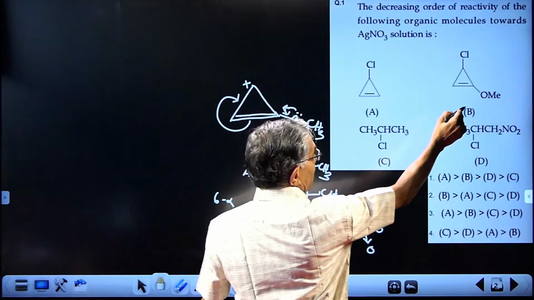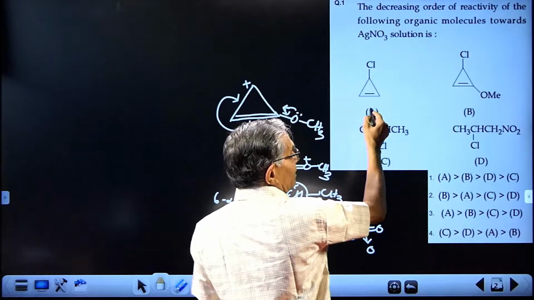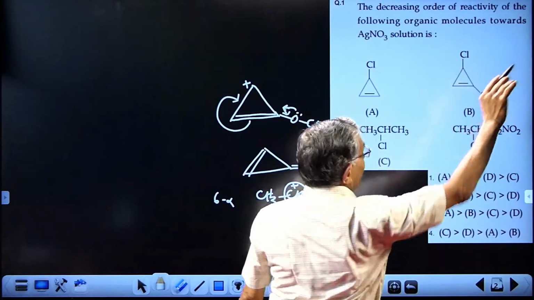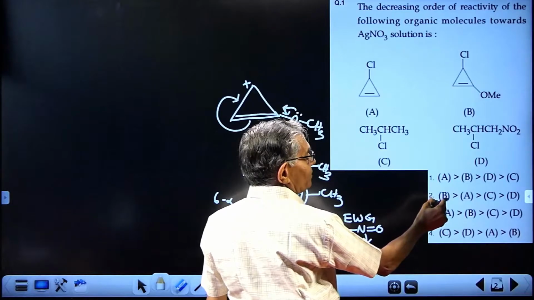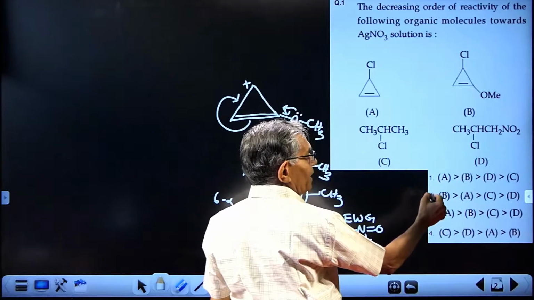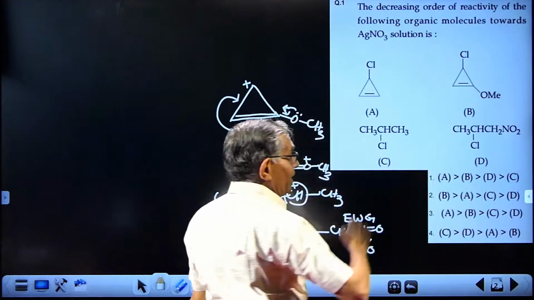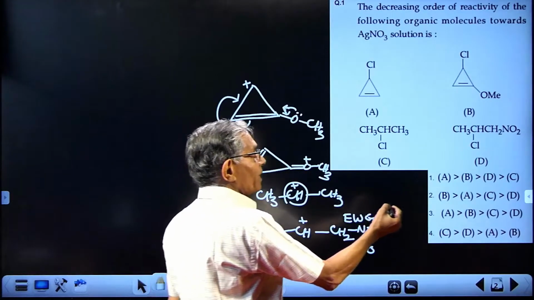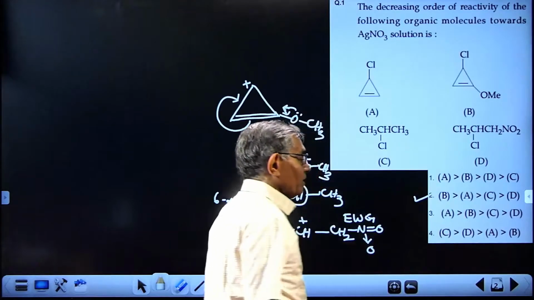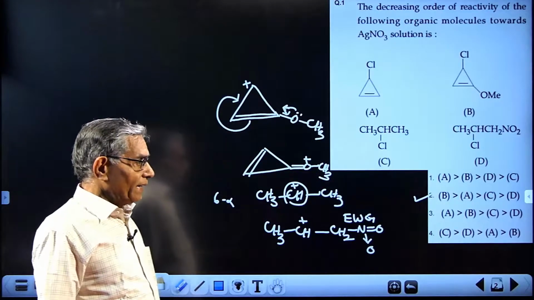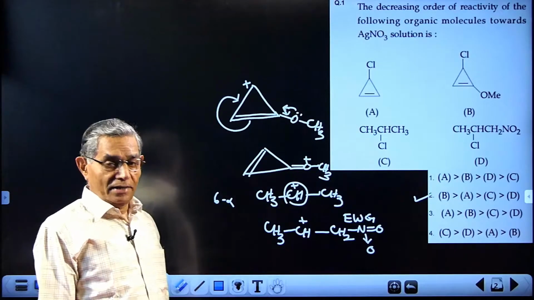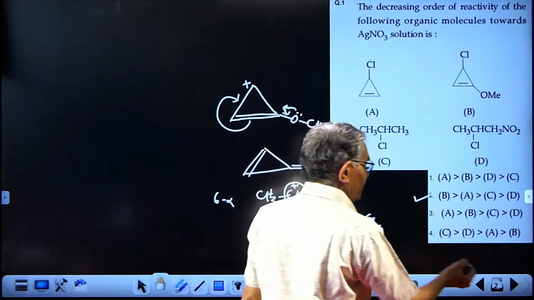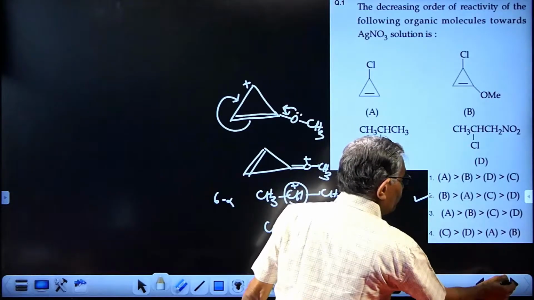So, what can be the answer? Then followed by A. So, B greater than A. You have to arrange them in decreasing order, meaning B should be coming first. So, this can be the answer, B greater than A. Regarding C and D, I told you C is more stable than the last one. So, your answer will be second option, B greater than A, greater than C, greater than D. Yes, it is from actually first year. Option 2 is the answer.